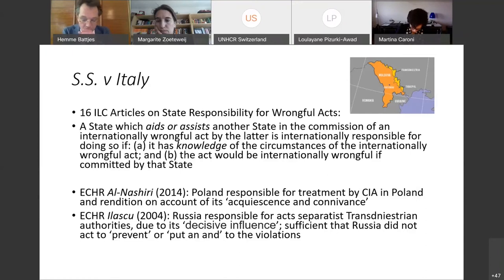Another case where the court accepted responsibility on the basis of control over the acts of another state is the case of Ilascu. That case concerned ill treatment of some terrorism suspects by the authorities of Transnistria. Transnistria is officially part of Moldova, but since the independence of Moldova in 1991, it has a sort of autonomous status. The authorities there do not accept Moldovan sovereignty, and they can do so because some Russian army is stationed there.